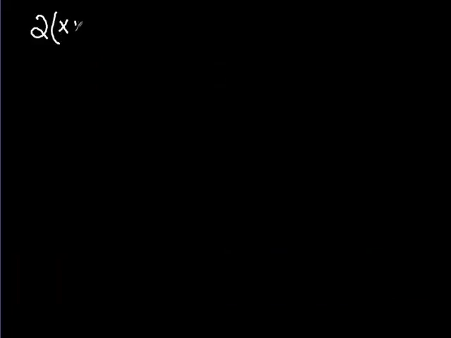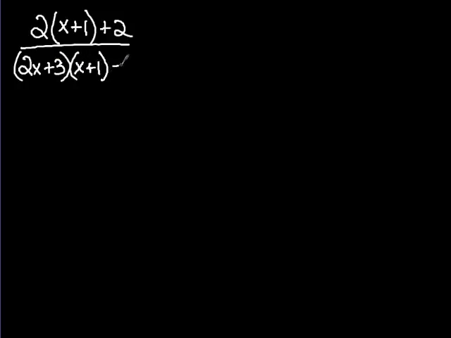times x plus 1 plus 2, and we're going to divide that by 2x plus 3 multiplied by x plus 1 and minus 1. Right away we notice that we have this x plus 1 and x plus 1. Since we have addition or subtraction in both the numerator and denominator, we cannot simply cross out x plus 1. If we were to say those are crossed out, that would be mathematically incorrect.